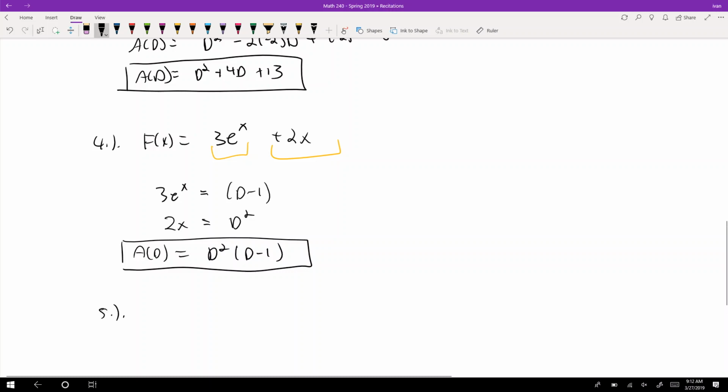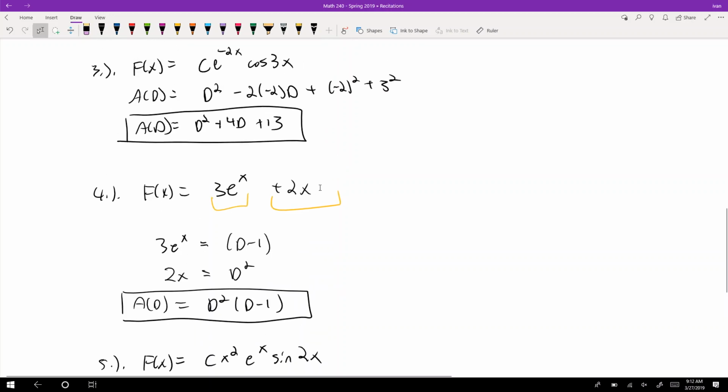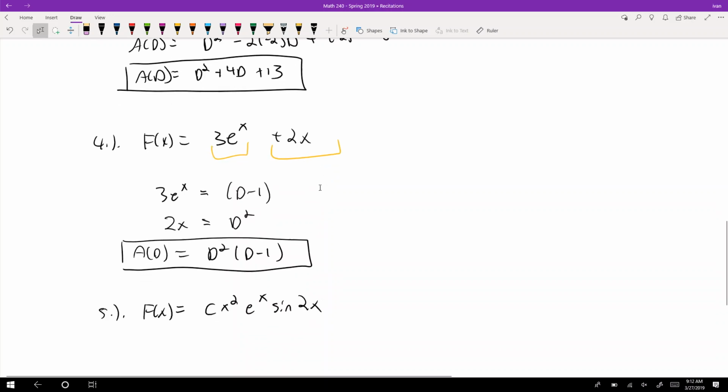Okay, now let's say I have f of x is equal to... Oh, okay, no, scratch that. I just copied the same thing down. Cx squared e to the x sine 2x. Okay? So what did we do before when we had a sine or a cosine term? Well, we had this annihilator. So let's just write that down first.